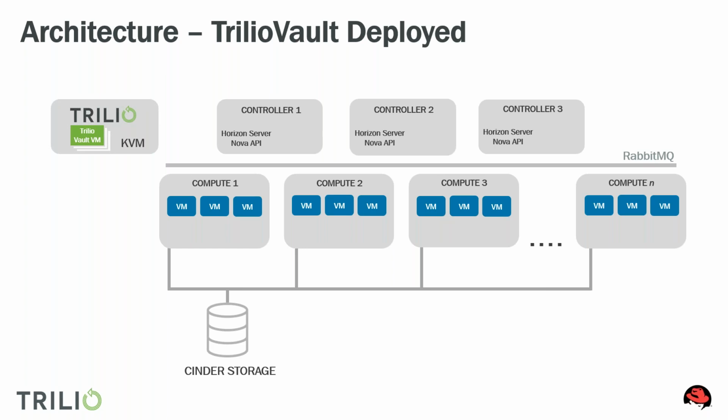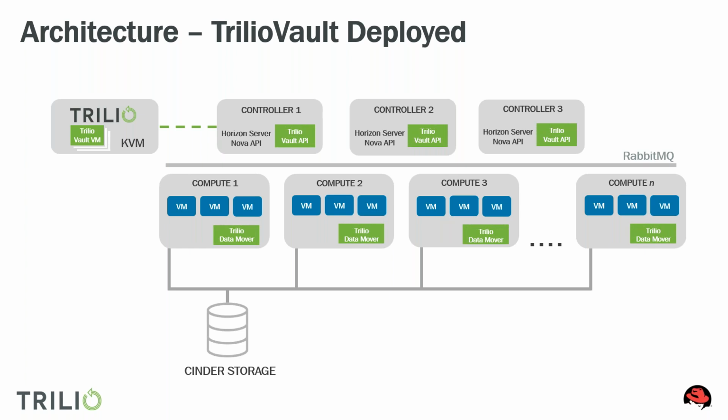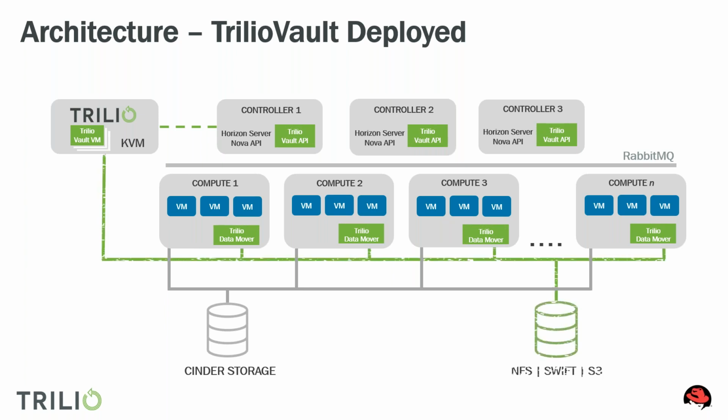First is the Trilio service itself. That's the Trilio Vault runs as a high availability cluster. It registers just like any other service with the API point. And then we install a lightweight service at every compute node that's called the data mover. So all the logic is in the Trilio Vault service. And here the key is to have access from every compute node to the source and to the target.